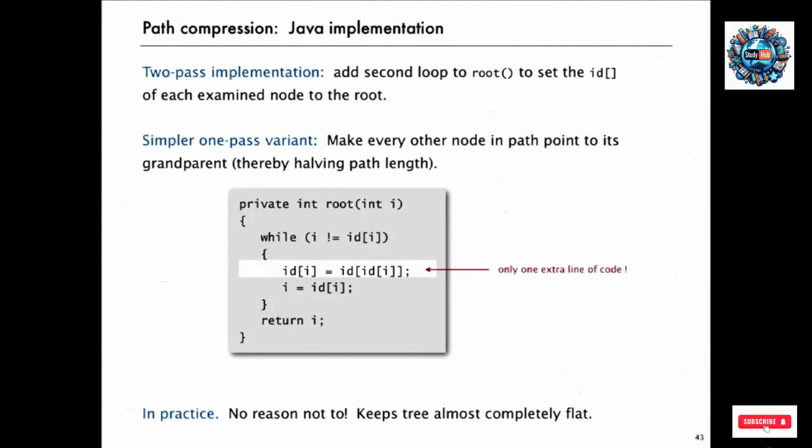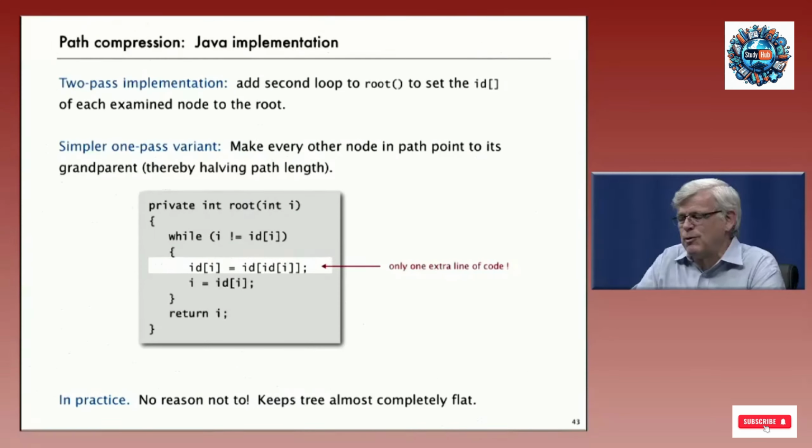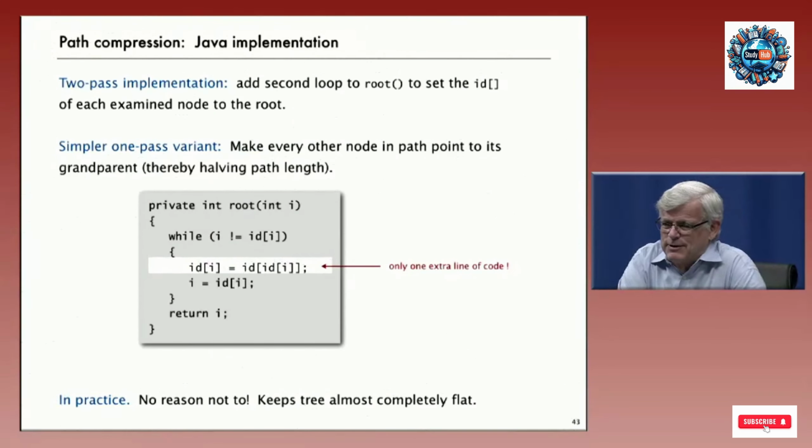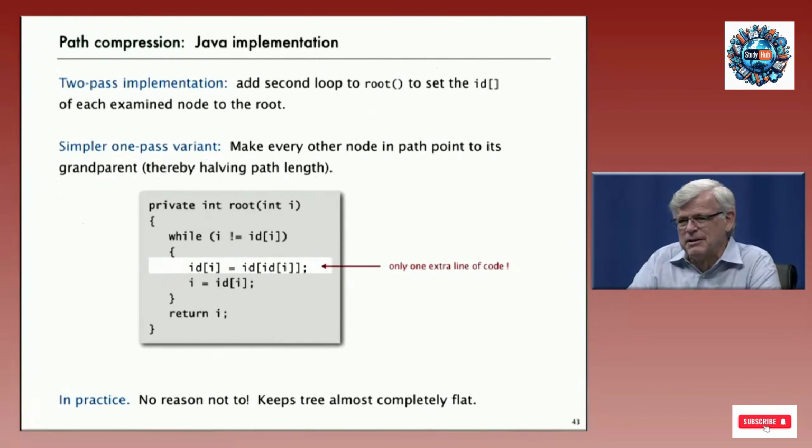Actually, to make it one line of code, we use a simple variant where we make every other node in the path point to its grandparent on the way up the tree. That's not quite as good as totally flattening. Actually, in practice, it is just about as good. So with one line of code, we can keep the trees almost completely flat.